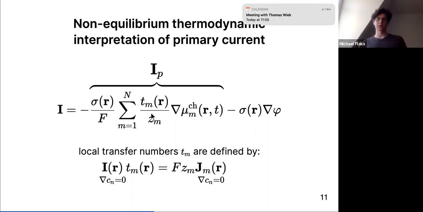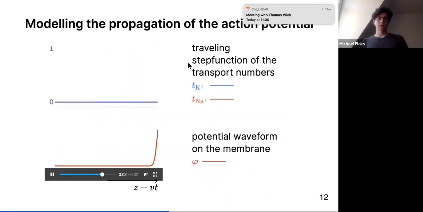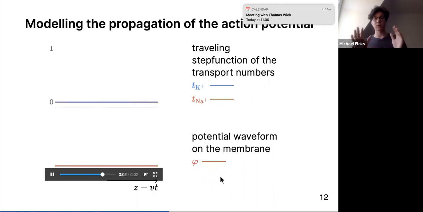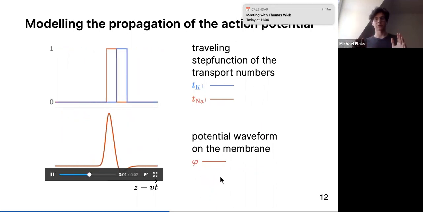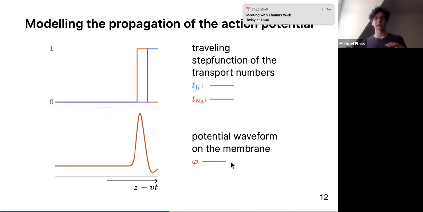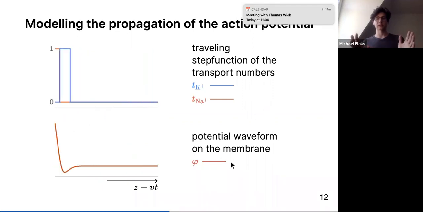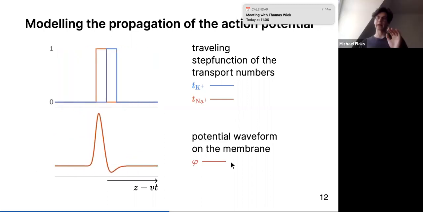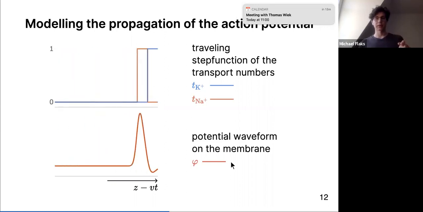So if you look at biological tissues, those differences in transfer numbers and the gradients of chemical potentials will be the sources of the electric field and the sources of the current that generate the magnetic field. To represent the activation of the biological tissue, we hide all the complexity in the distribution of those transfer numbers and show that the propagation of the action potential, which is the activation of the membrane that generates the current, can be modeled as the traveling change of those transfer numbers.